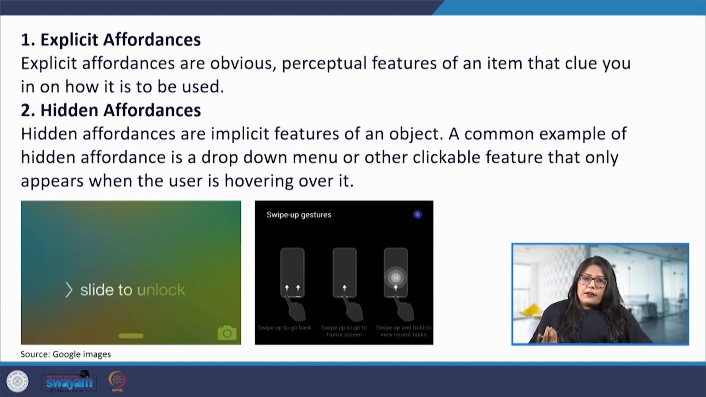The other is the hidden affordances. These affordances are not explicit, they are not out there in the open. The user needs to hover in a certain area, move the mouse or click somewhere so that other options will open up. Here is an example of when the user is required to unlock the phone with the swipe up gesture.